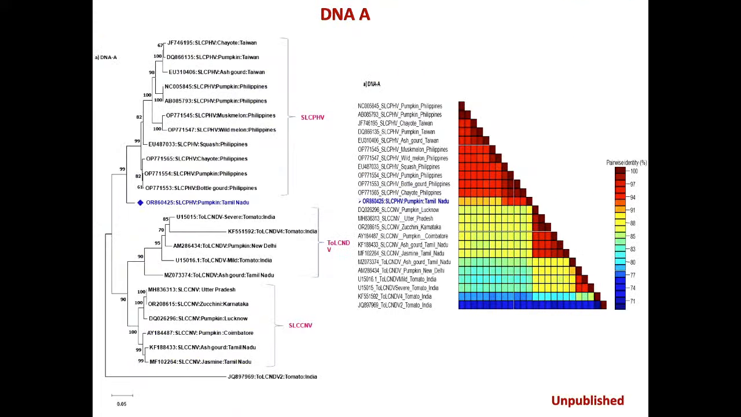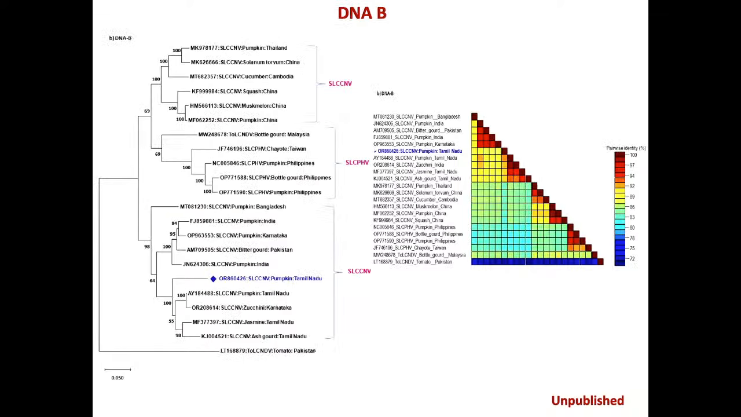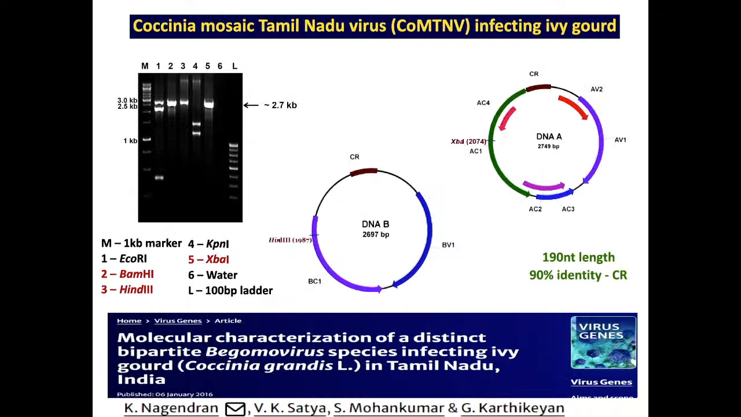So here you can see the alignment. They are not aligning with the tomato leaf curl New Delhi virus; DNA A aligns with the Philippines virus, and similarly, DNA B with the China virus. So likewise, there are several variations among the begomoviruses which are infecting the Cucurbitaceous crops.